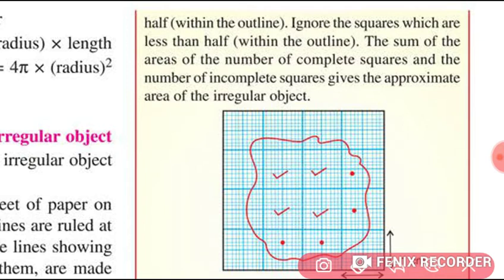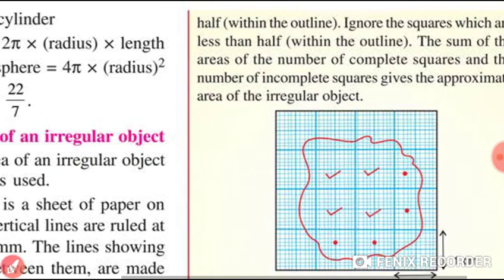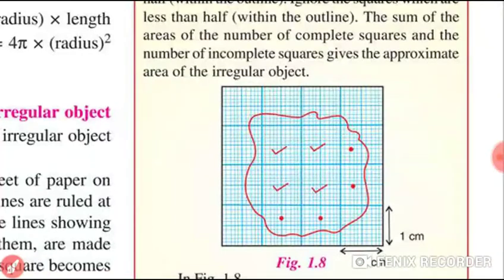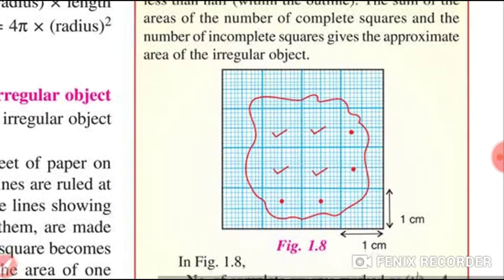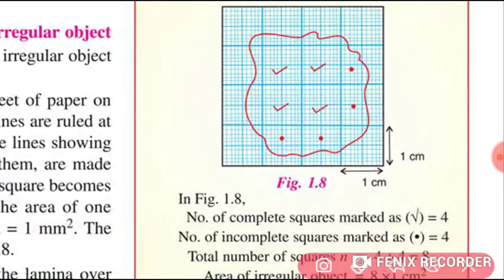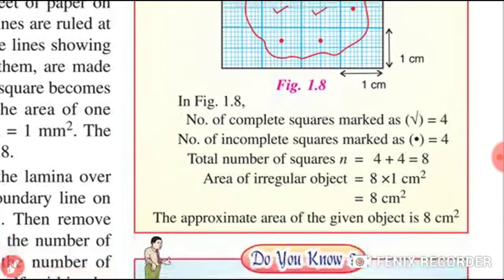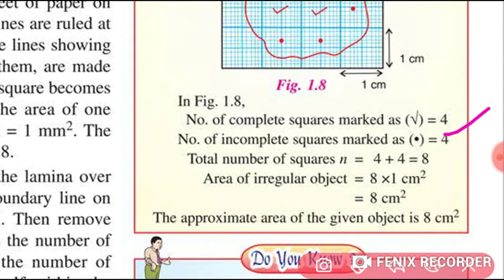You don't have to take the squares which are less than half. Now the sum of the areas of the number of complete squares and incomplete squares will give you the approximate area of that irregular object. Just imagine that the number of complete squares is 4, and incomplete squares are also 4. I'm just telling you this with the diagram. You can do it by yourself also.